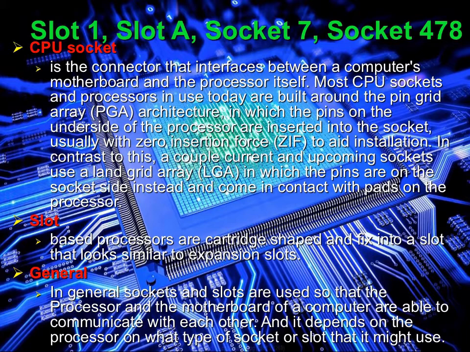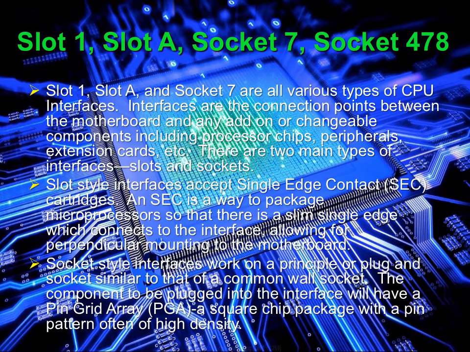Some processors are created, shaped and fixed into a slot that looks similar to an extension slot. Second is the socket. The socket is used so that the processor and motherboard of a computer are able to communicate with each other, and it depends on the processor which type of socket or slot it might use.